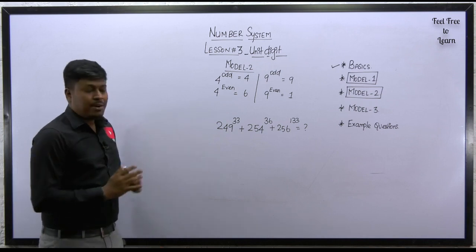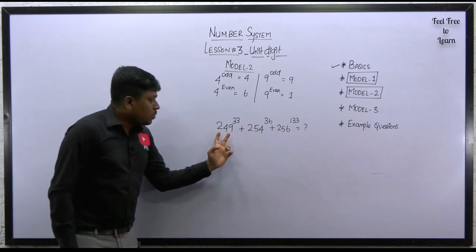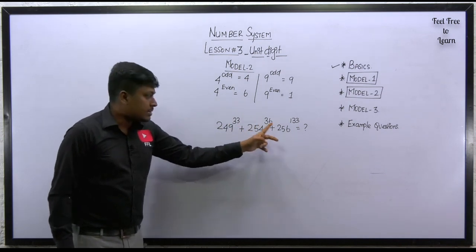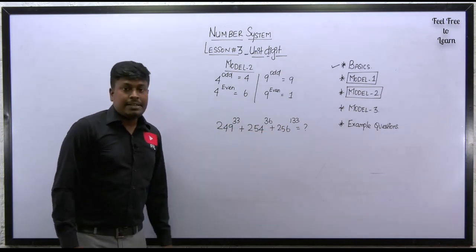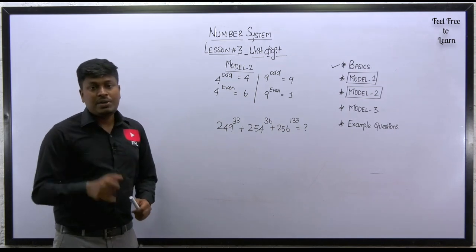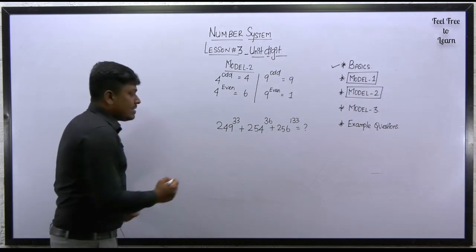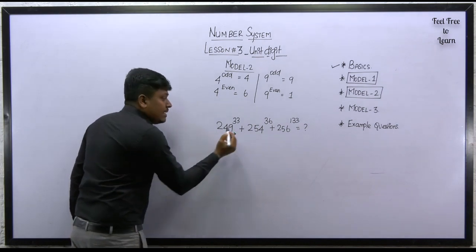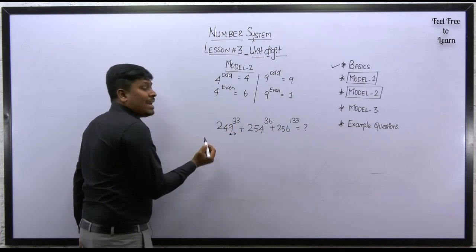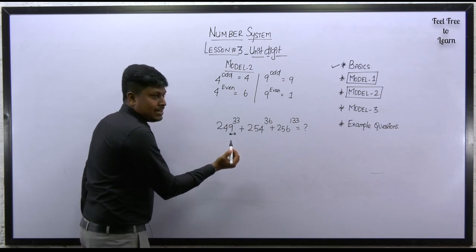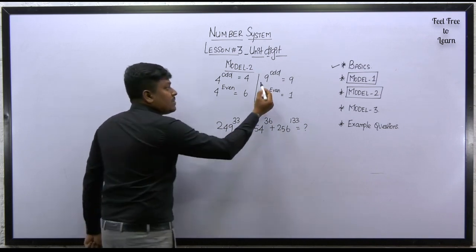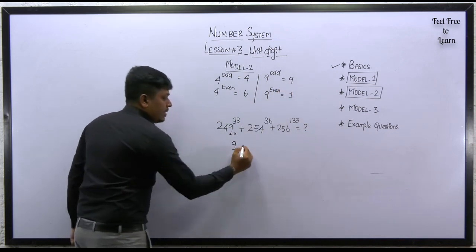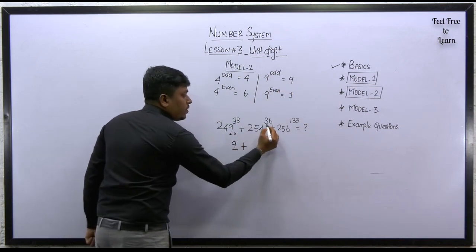Understood? So let me take one example question. Just see here, 249 power 33, 254 power 36, 256 power 133. So we have to find the unit digit of the final answer. Just see here, the last digit of 249 is what? 9. Right? So 9 power 33. Is 33 odd or even? 33 will be an odd number. So 9 power odd number, the resultant unit digit will be 9. So plus 254 power 36.